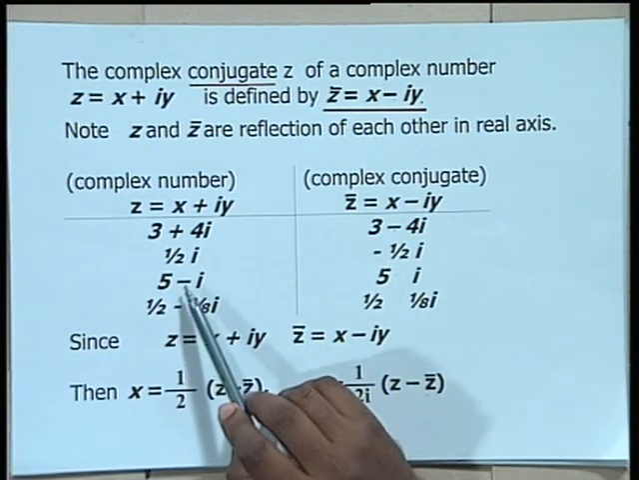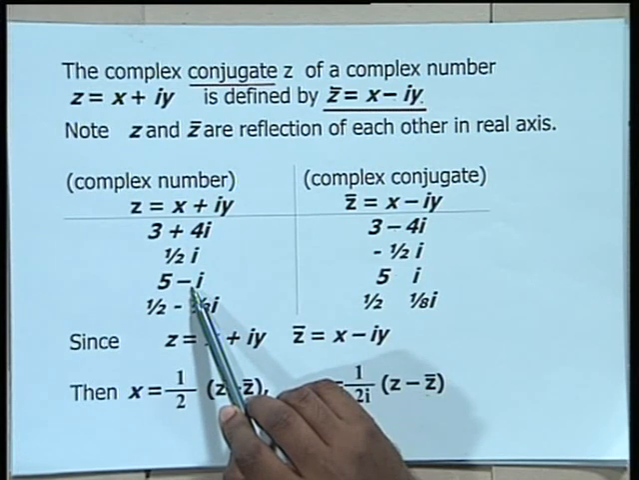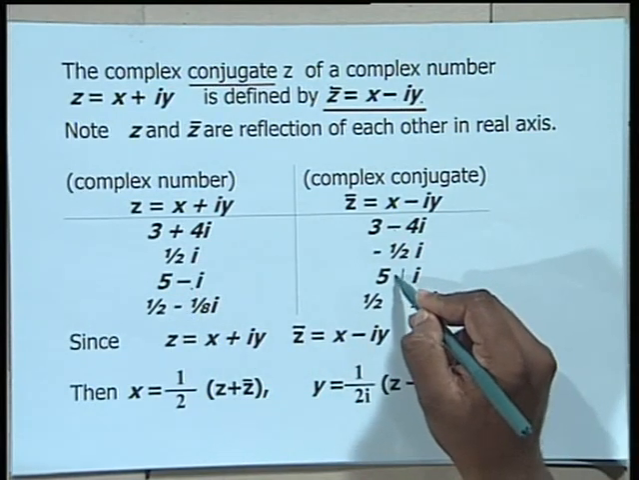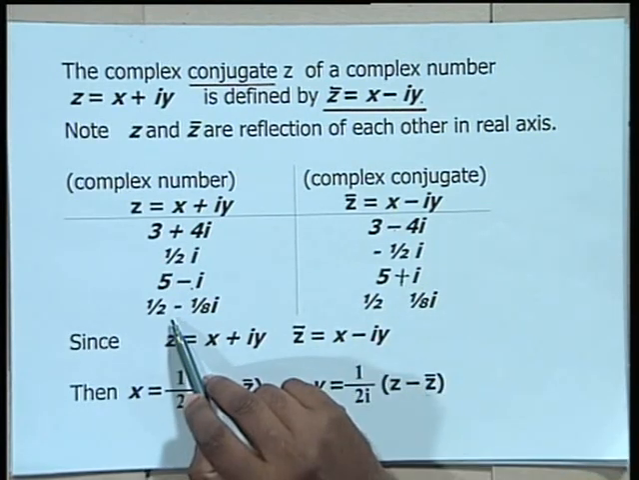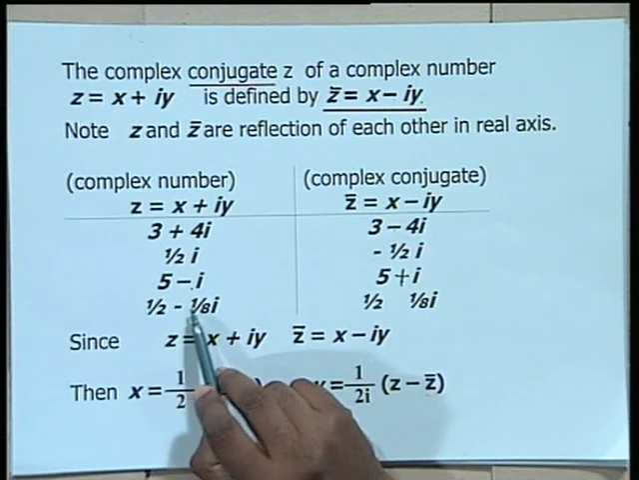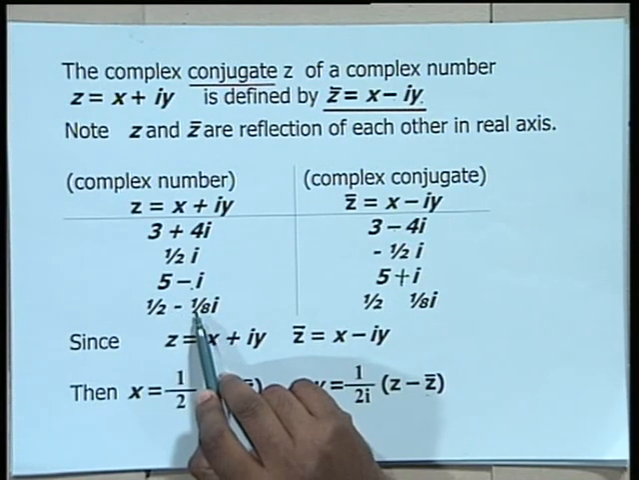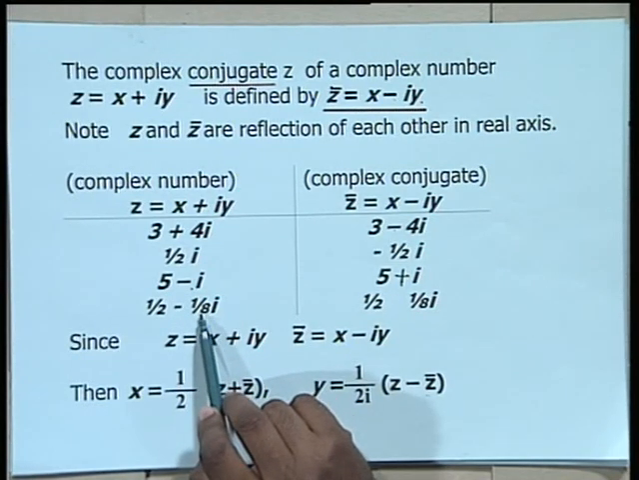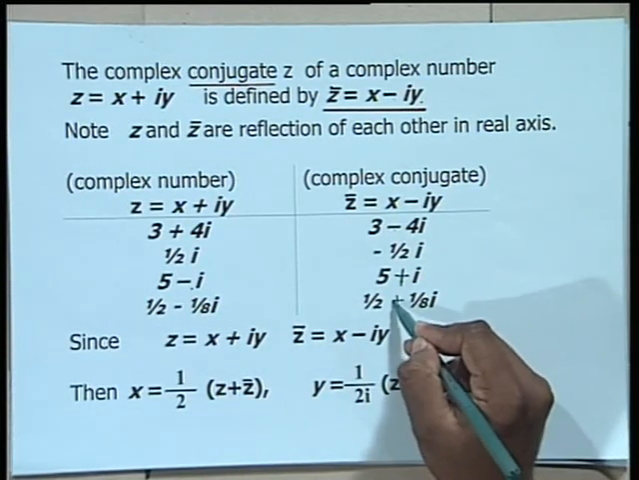Can you guess what would be the conjugate of 5 minus i? The imaginary part is minus 1. I'm going to multiply minus 1 by minus 1 so that we get 5 plus i. The complex number half minus 1/8 i will have a complex conjugate of, here the imaginary part is minus 1/8, which we multiply by minus 1 to obtain plus 1/8.